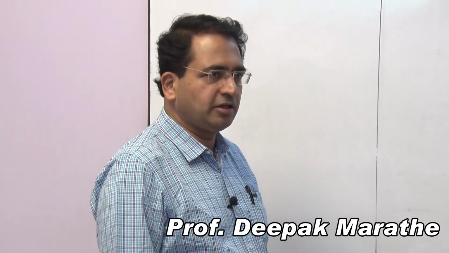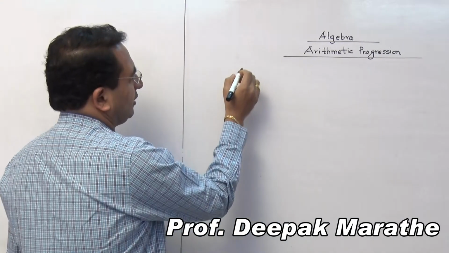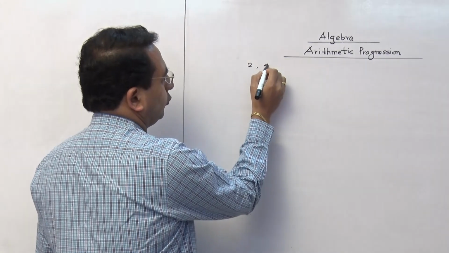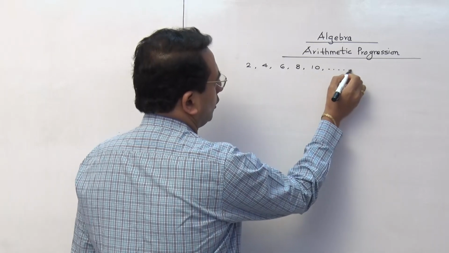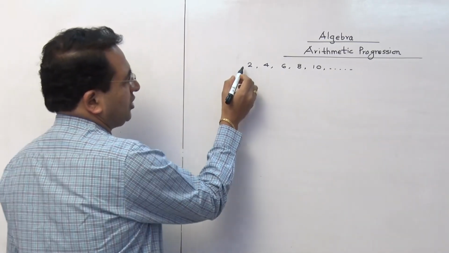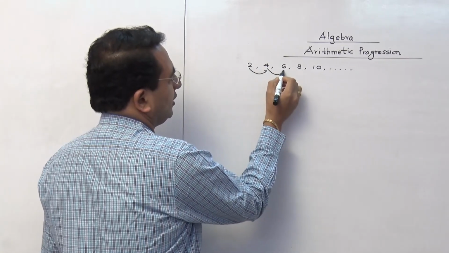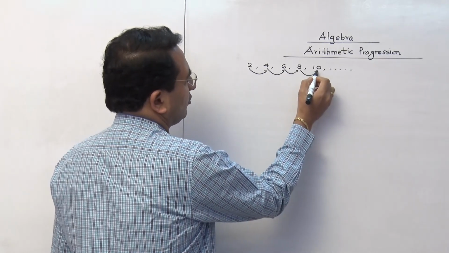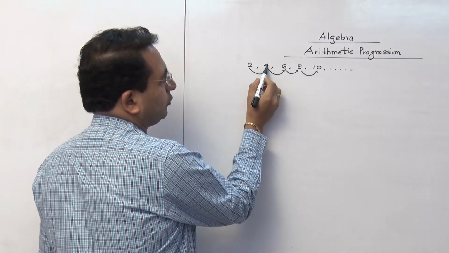We will start with our next session related with the next chapter, that is arithmetic progression. Now let us understand some basic things. If I write the sequence like this: 2, 4, 6, 8, 10 and so on. Now if you see the change here, 2 plus 2 is 4, 4 plus 2 is 6, 6 plus 2 is 8, 8 plus 2 is 10. Each number you get is nothing but 2 added to the earlier.